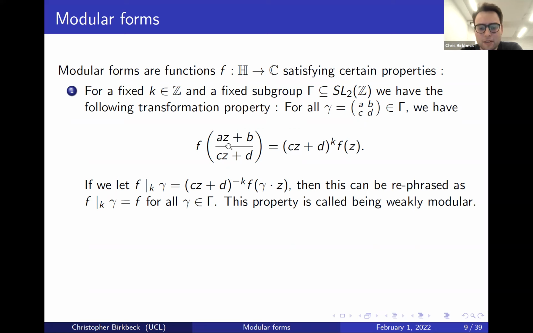So f of (az+b)/(cz+d). This is what the Mobius transformation of the point z was by my matrix (a b; c d). It looks like the value of f at z, up to this factor of (cz+d)^k. Right here, k is my weight.